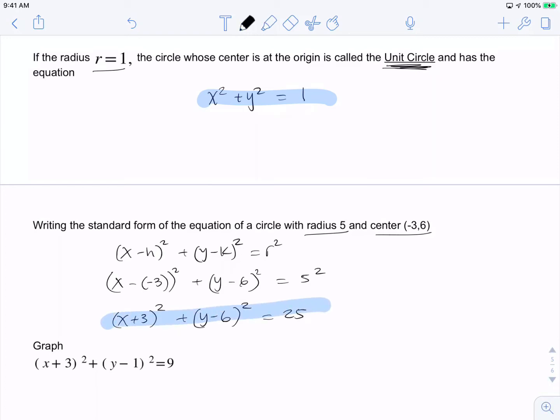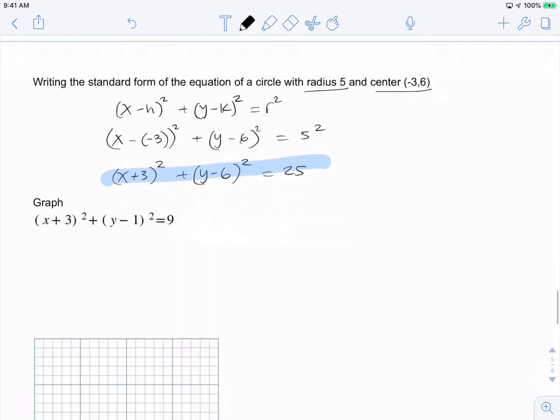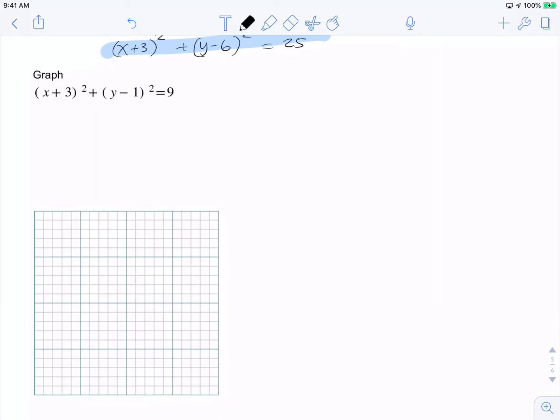This is the standard form of this equation for this radius and point. Okay? Alright, well, let's see how to graph this. So to graph this, looking at this problem, what do we know that the center is? What is our h? What is our k?